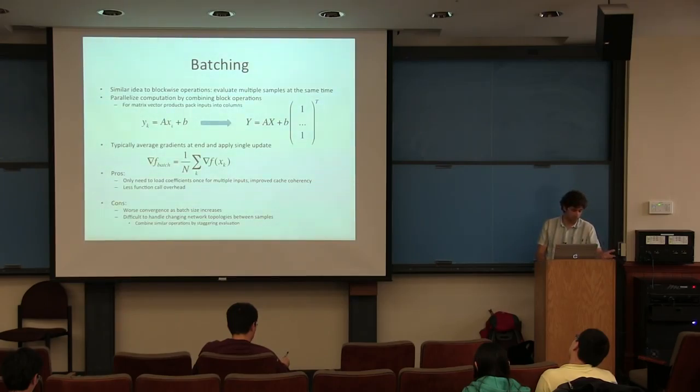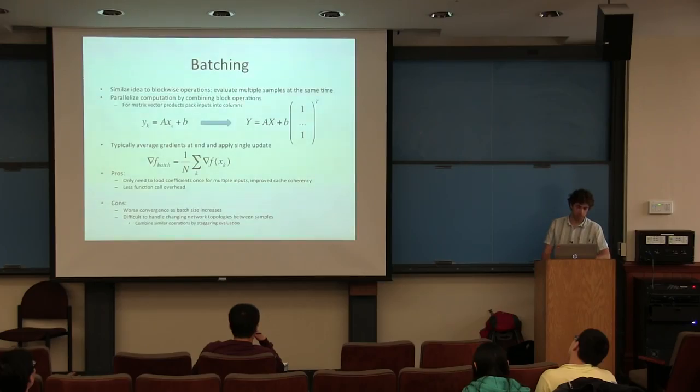Okay, so you have cache coherency, and then you have less function call overhead. Unfortunately, when you go to batching, you actually have worse convergence in terms of applying your stochastic gradient descent algorithm. As you increase your batch size, even though you're processing more samples per second, it'll actually take more iterations to converge to the optimal solution.